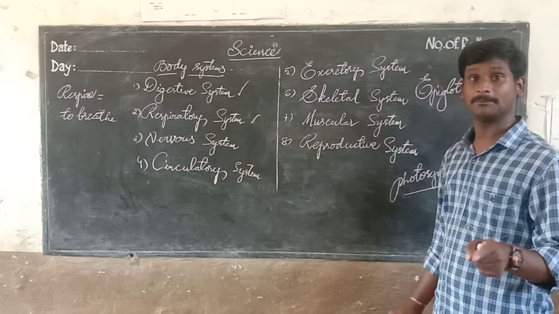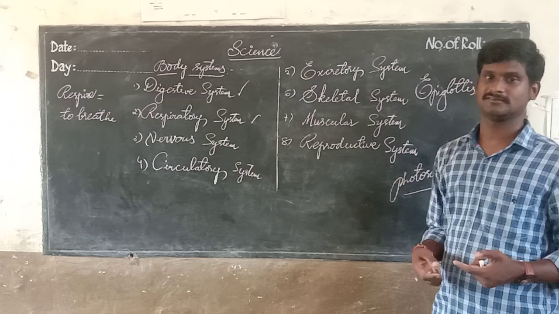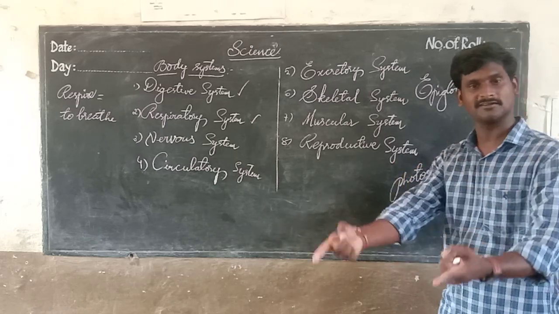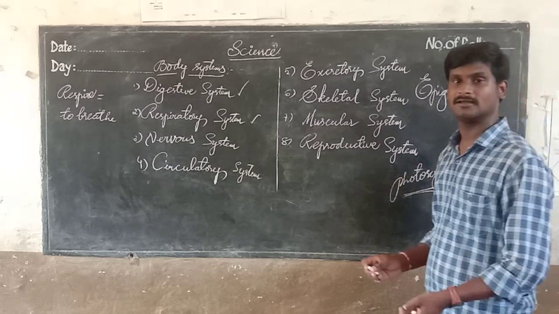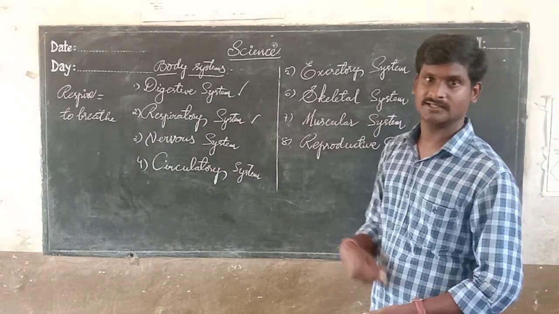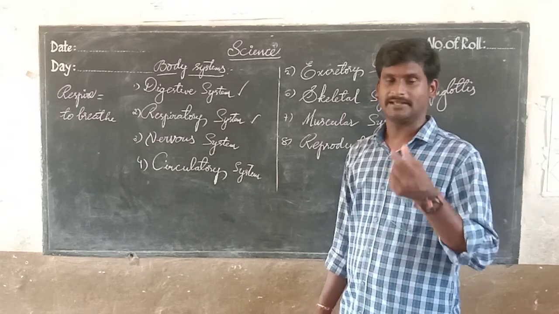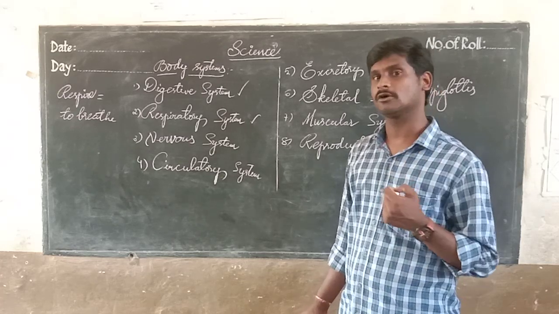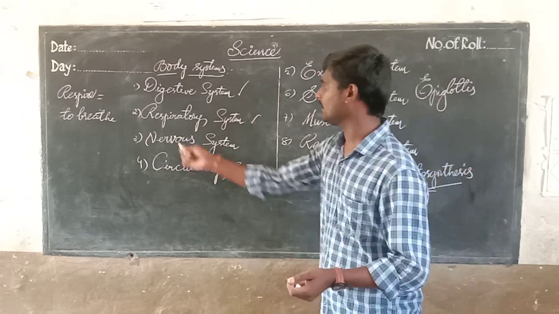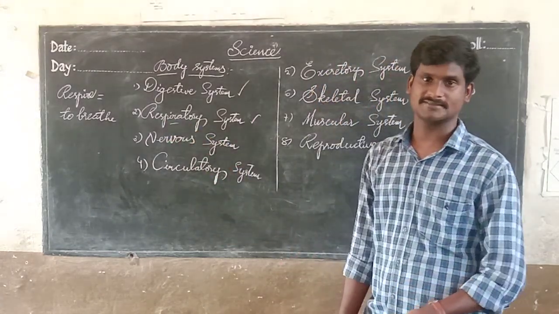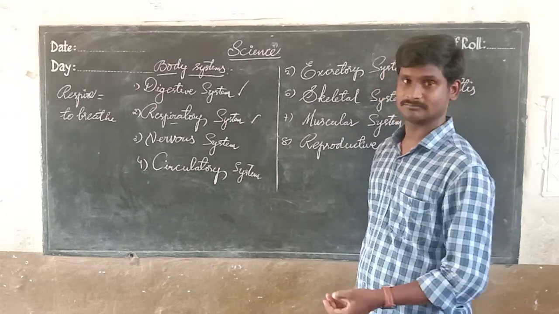But plants also take part in the respiration process, and they also need oxygen like us. They take oxygen like us. But at the time of photosynthesis, the plants take carbon dioxide and give out oxygen. Understand? So we take oxygen into our body and send carbon dioxide outside. That work is done by the respiratory system.